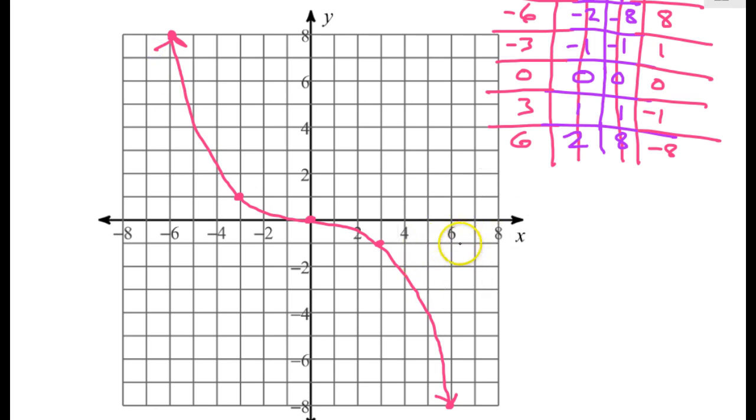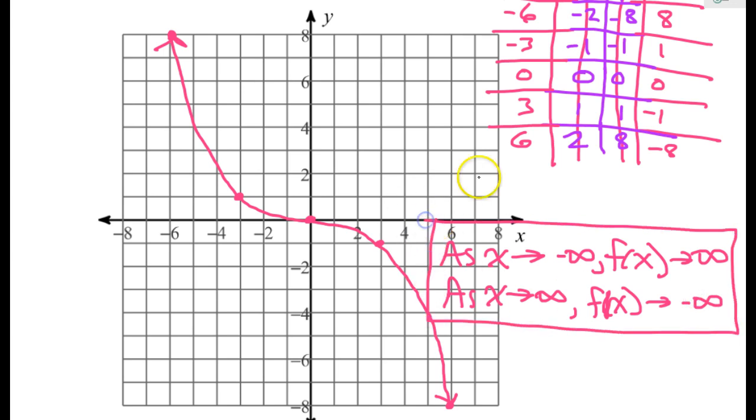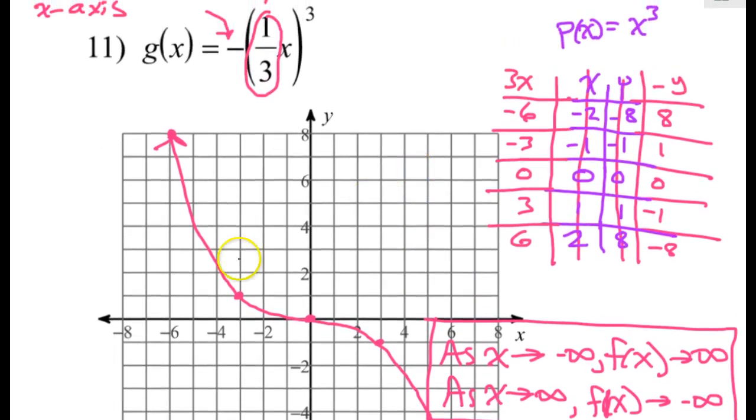And now we can talk about the end behavior. Let's start with the left. So as x approaches -infinity, f of x approaches positive infinity. It's rising on the left. Now let's do the right. As x approaches positive infinity, f of x approaches negative infinity. It's falling over here. So there is your end behavior. Okay, that was problem number 11.